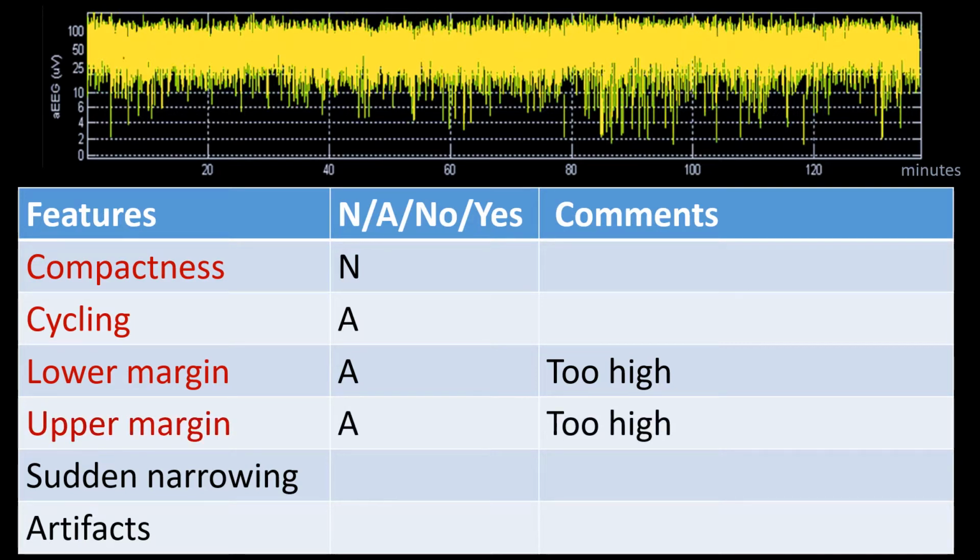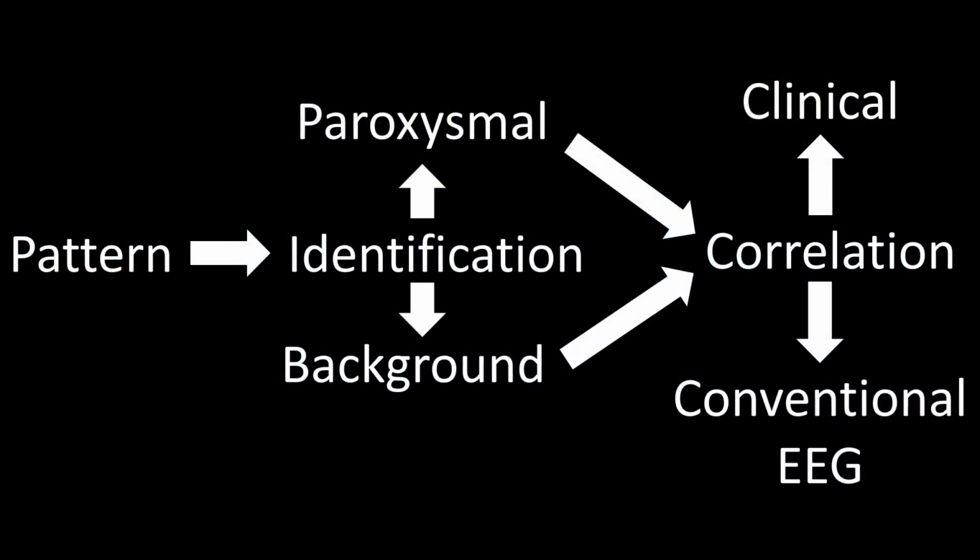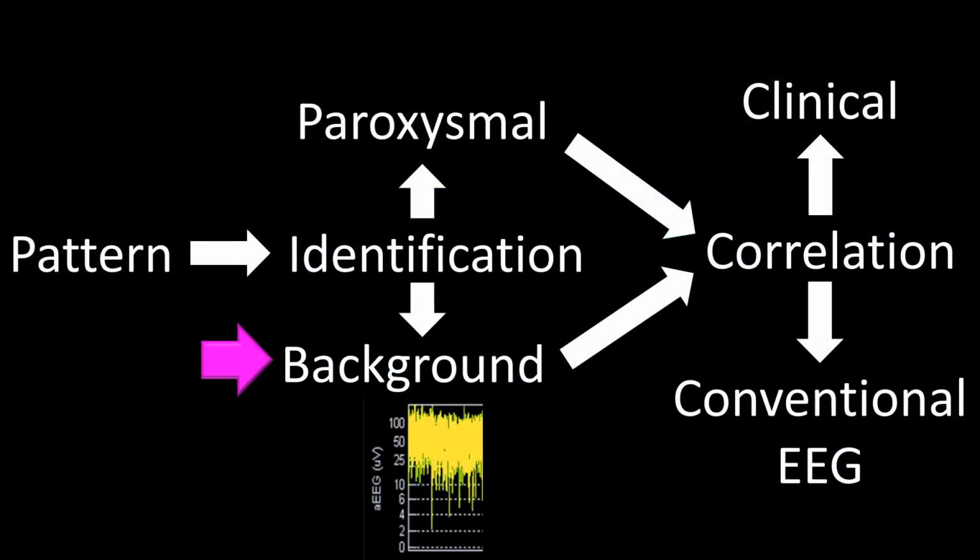The upper margin is too high. Sudden narrowing is not apparent. Artifacts are not detected. In this case, the background is abnormal. There is no cycling. The lower margin is too high, and so is the upper margin.